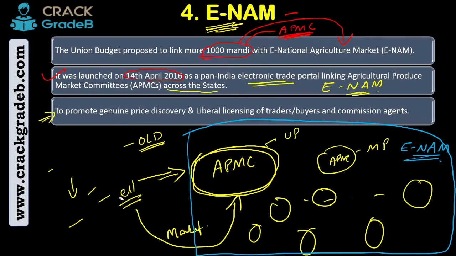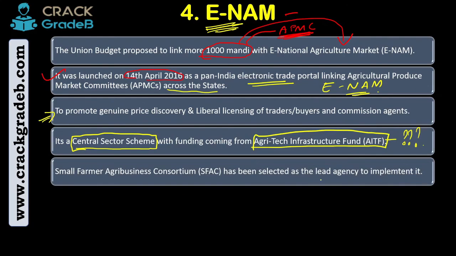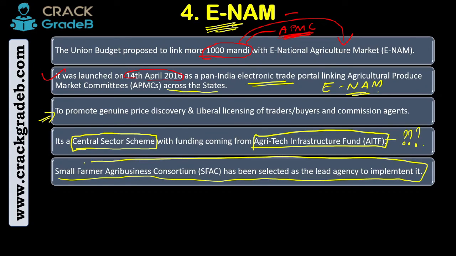Now let's move forward in the lecture. Then, it's a central sector scheme. I hope you know what a central sector scheme is, with funding coming from the Agri Infrastructure Fund. Now what is the Agri Infrastructure Fund? Right, we are going to see this in the next slide. Small Farmers Agribusiness Consortium has been selected as the lead agency to implement it. So who is implementing it? Small Farmers Agribusiness Consortium, right? So do remember all these things. You never know, an objective question can come.